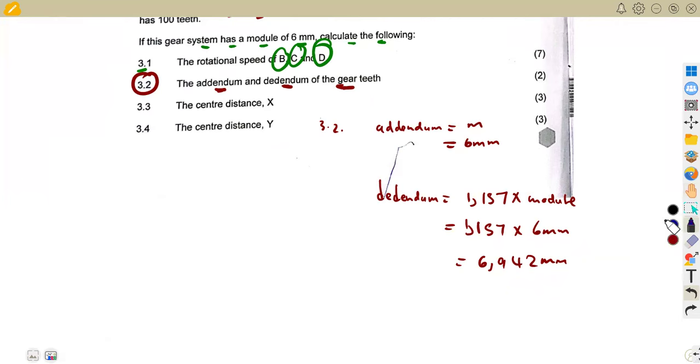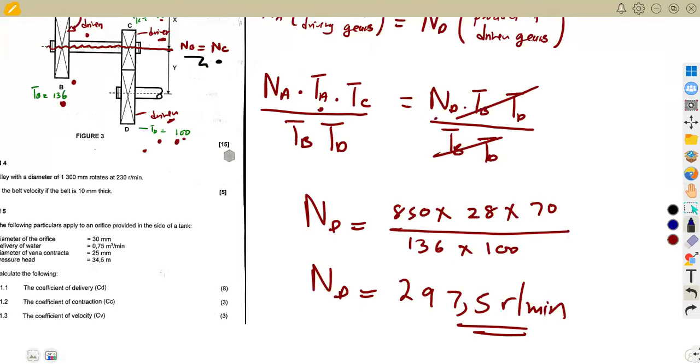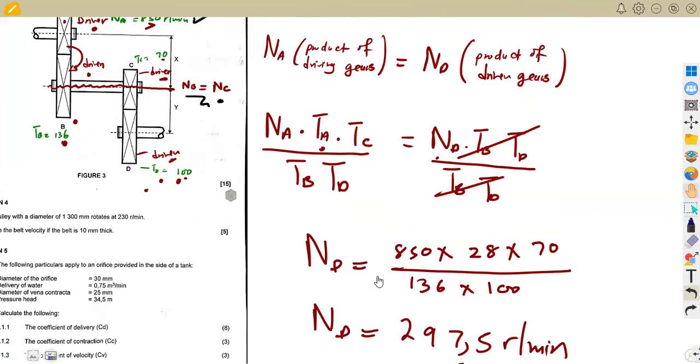Then they are asking for the center distance X. So let us go back to the diagram. I want you to see how you take the center distance. For the center distance, you consider also where it is being affected, X.